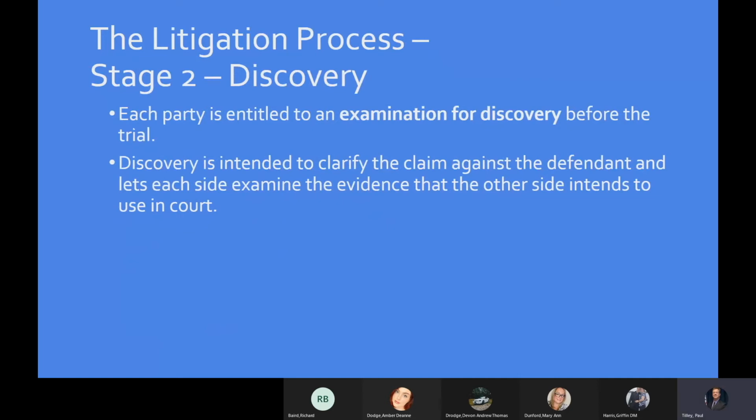So effectively, this stage of discovery is an initial part that's done in order to weed out problem cases. Each party is entitled to an examination for discovery before the trial, and discovery is intended to clarify the claim against the defendant and lets each side examine the evidence that the other side intends to use in court. So it fills you in on what's going on, but it also gives you a chance to say, is this real or not?